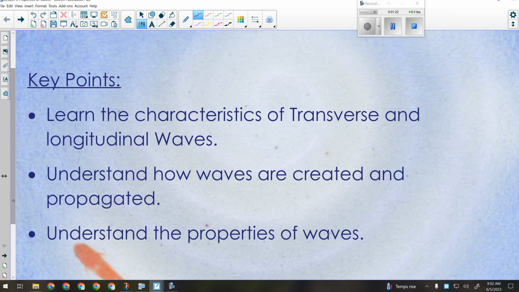Whereas, like I said, water waves are transverse waves. Light is a transverse wave, and a particle. It's weird. Earthquake waves, there's both kinds. And there's all kinds of earthquake waves, and they can be of both types, longitudinal and transverse. So we'll be looking at those and kind of how they look and how they travel, understand how waves are created and propagated, and understand the properties of waves.